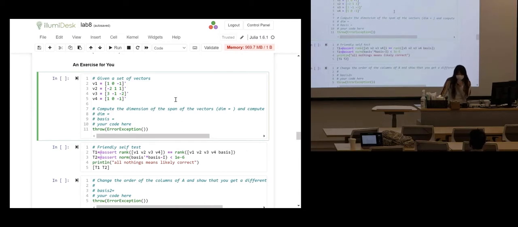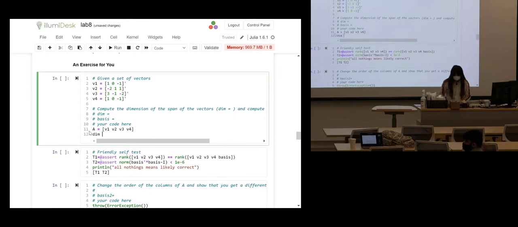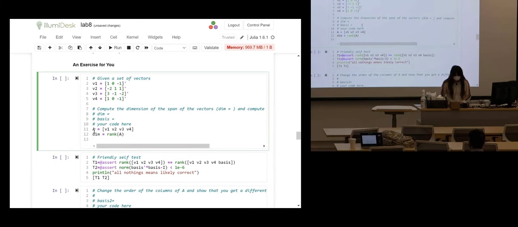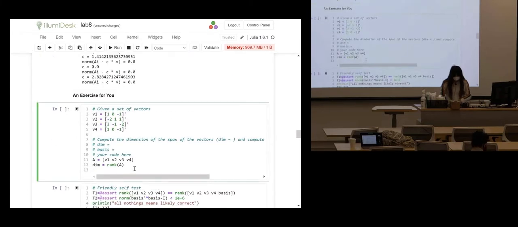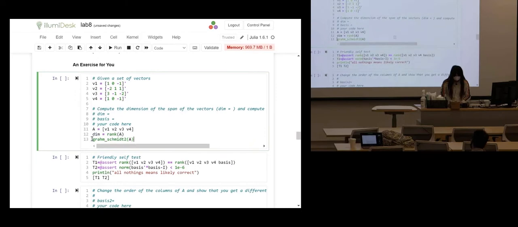First, for the dimension, we want to use the rank function. So we make the matrix A using those columns. Then the dimension will equal the rank of this matrix A. And the same thing, we use Gram-Schmidt to get the basis. Okay, so we call it.